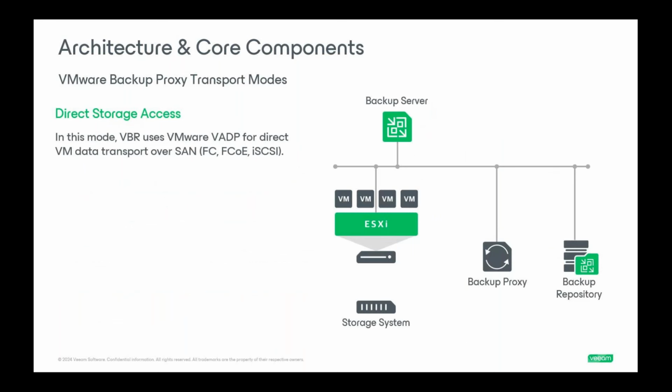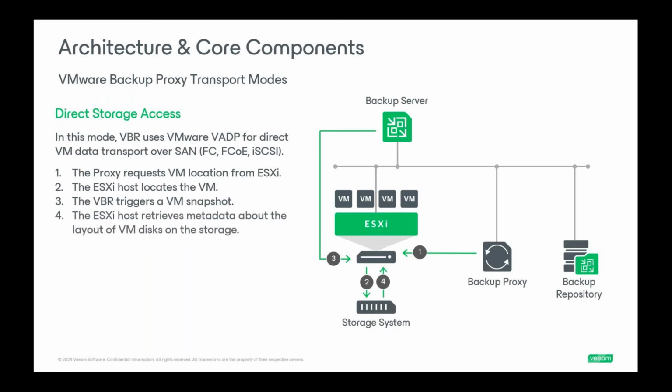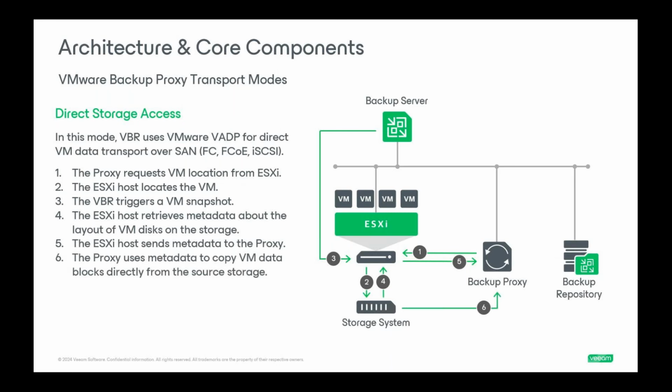Direct storage access. Veeam uses the vSphere storage APIs, the VMware VADP, for direct VM data transport over SAN. There are a few different protocols you could use for that, most commonly Fibre Channel or iSCSI. Most of this part is usually the same, except in this case, the blocks are being translated or sent directly from the SAN to the proxy.